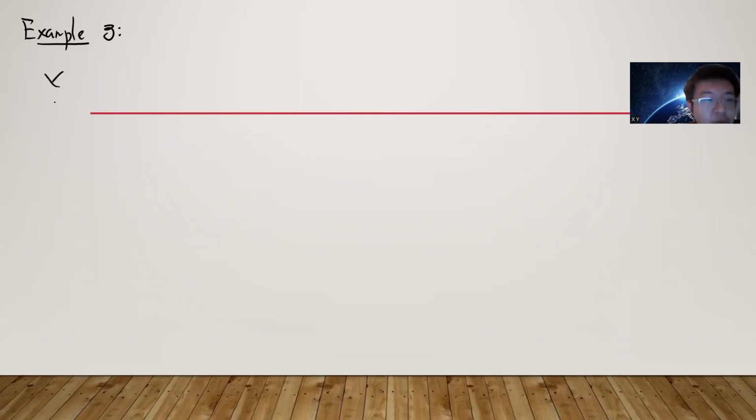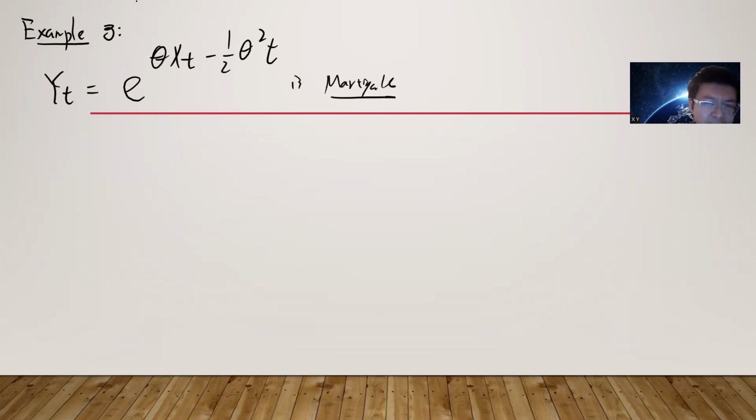If you define another variable called Y_t, which is exp(theta X_t minus half of theta squared t), it is a martingale. And you can prove it by stochastic calculus from the Ito lemma. Very simple. But I want to prove it, let's say, Y_t given F_s. Okay, so what should I do? I should do the same thing, right? I should always do the trick.